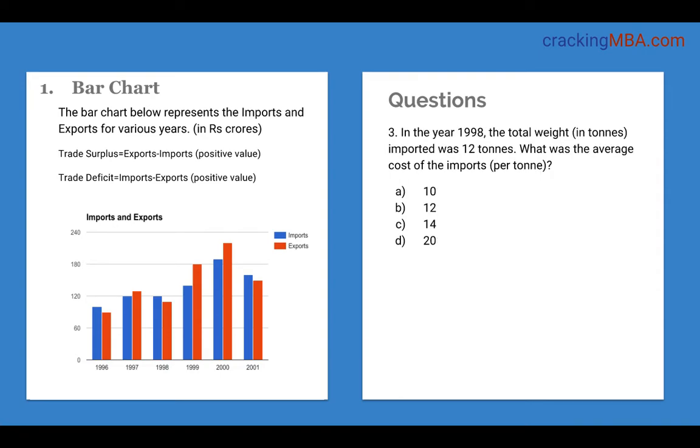Coming to the next question, we are seeing in the year 1998, the total weight in tons was 12 tons. What was the average cost of the imports per ton? So here we can observe that the data is given in rupees crores, right? And in 98, they're saying the total weight imported was 12 tons. So the imports over here we can find is 120 crores and the import was 12 tons. So the cost of the imports per ton is nothing but 120 by 12, which is 10 tons. So the answer is A.